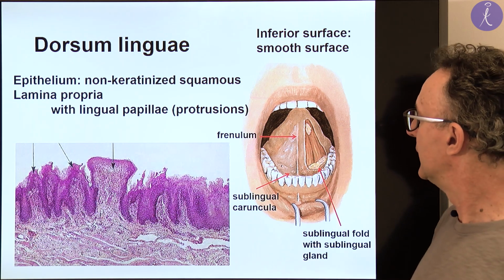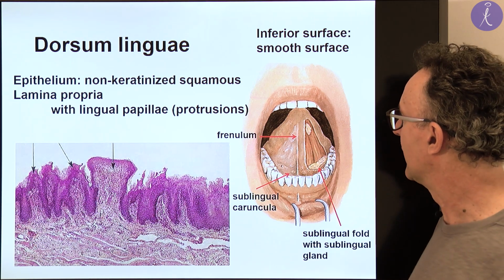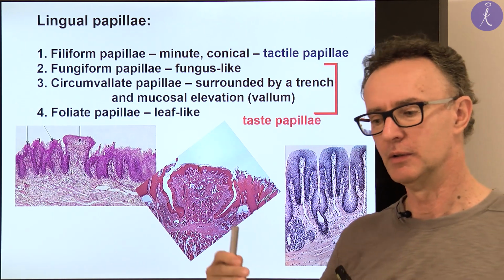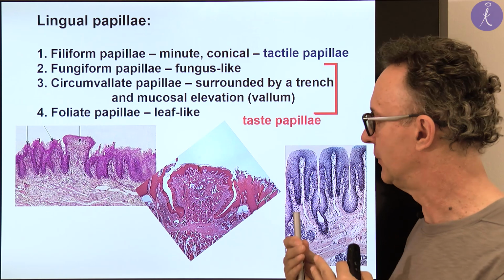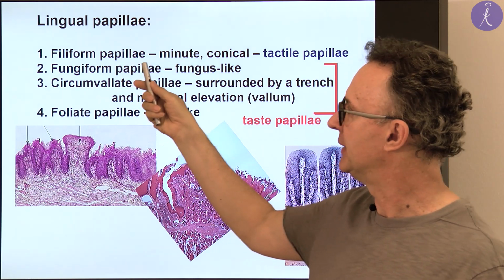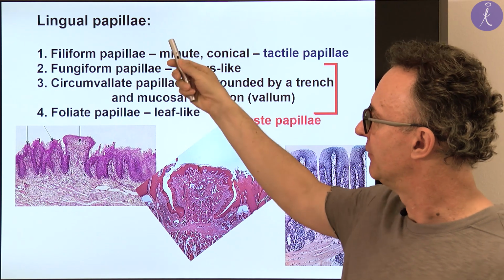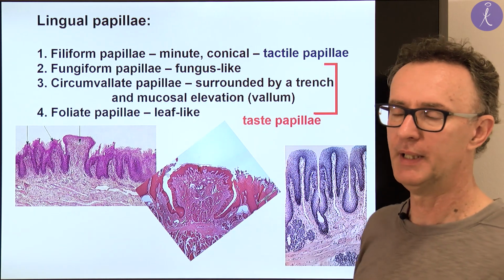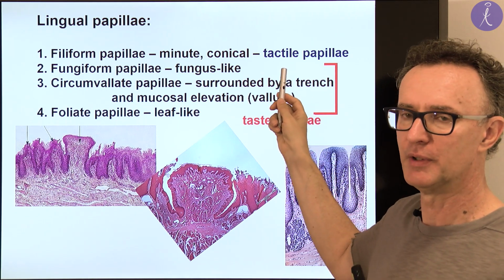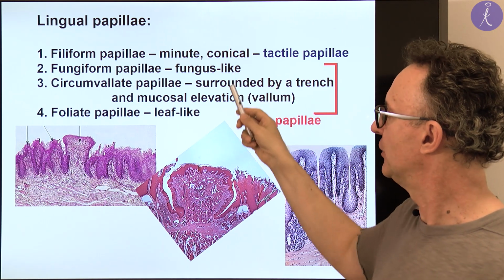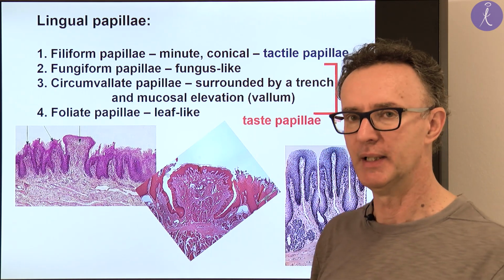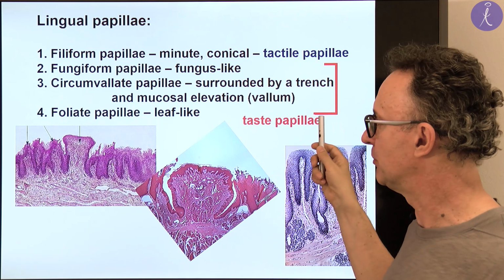Otherwise smooth and mucous membrane covered area. Now back to the dorsal surface, to the body of the tongue, which is called histologically papillary part. It is made by the lingual papillae. We have 4 types of lingual papillae. One of them is just tactile papilla because of the mechanoreceptors related, and the other 3 have special role because they contain taste buds, and that's why these are called taste papillae.